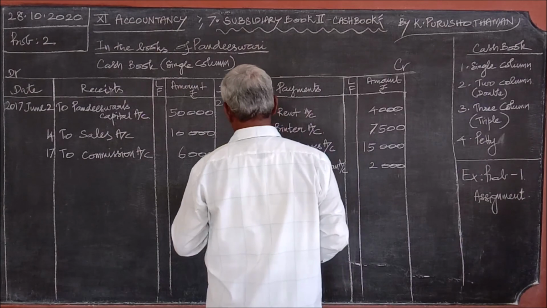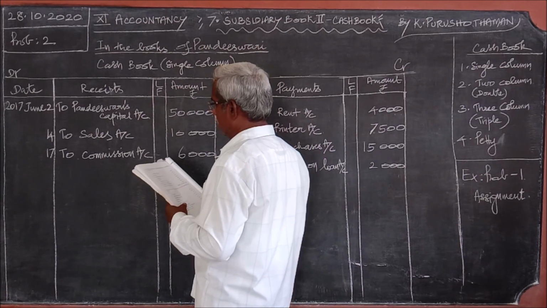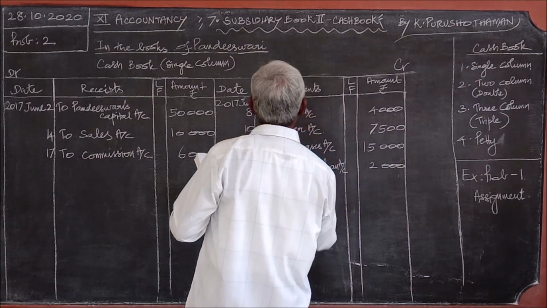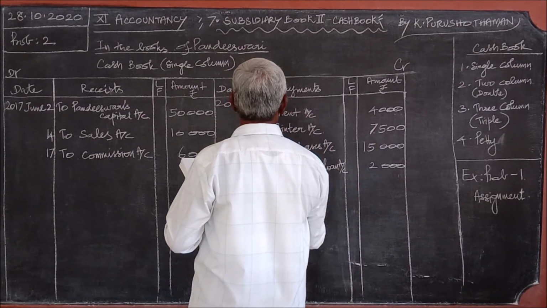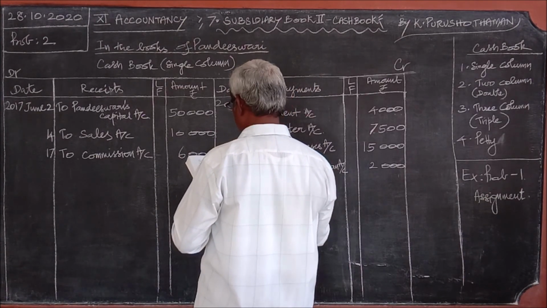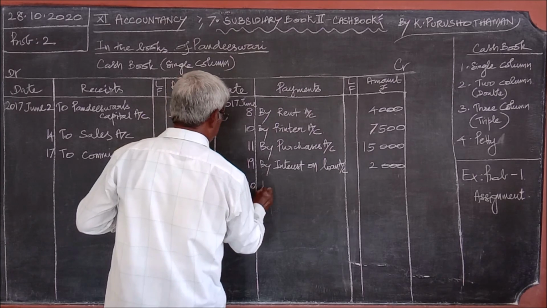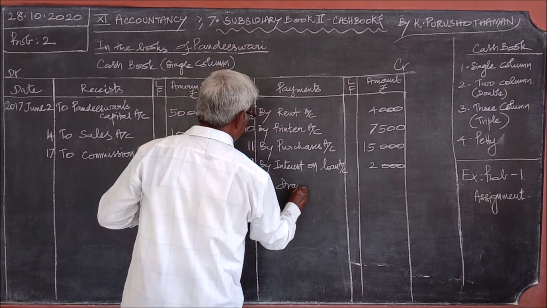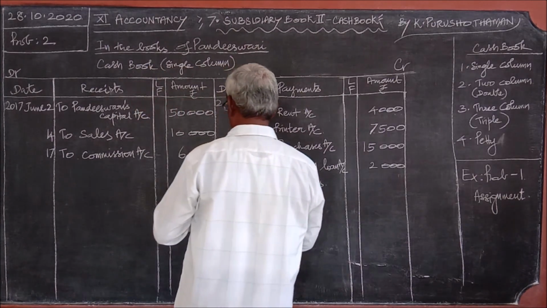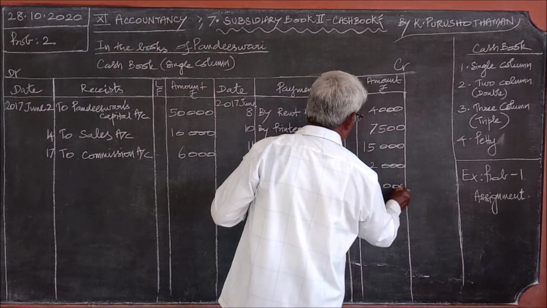Then cash withdrawn for personal use. The cash is withdrawn, therefore the amount is going out of the business. The proprietor takes money from the business for personal use, so it goes out of the business. Date 20th. Since it is personal use, it is drawings account. If the amount is drawn for personal use, it should be named as drawings account. Cash withdrawn for personal use 3,000.